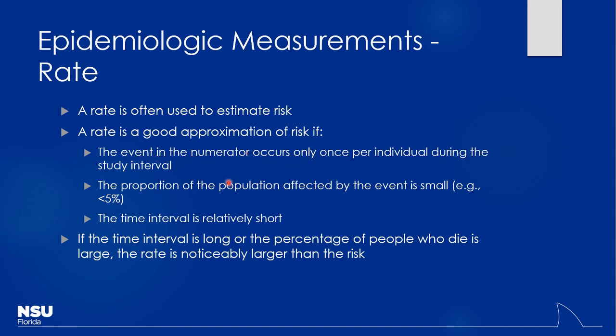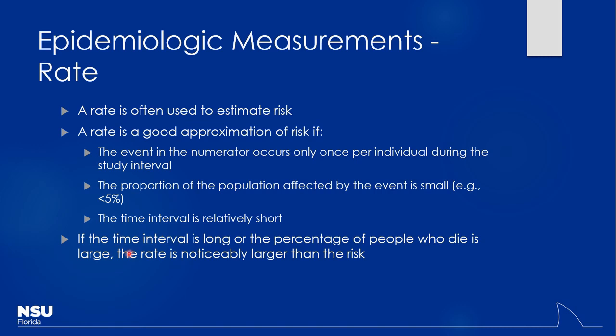The proportion of the population affected should be pretty small. So it's good if it's like an event that happens less than, say, 5% of the time, which wasn't really true in our example here just a moment ago. And then also if you're looking at a very short time interval, okay? That's also going to be good. Like for a year or less, typically is going to be a good time for your risk to be very similar to your rate. And we'll look at why that changes over time in just a few minutes here.